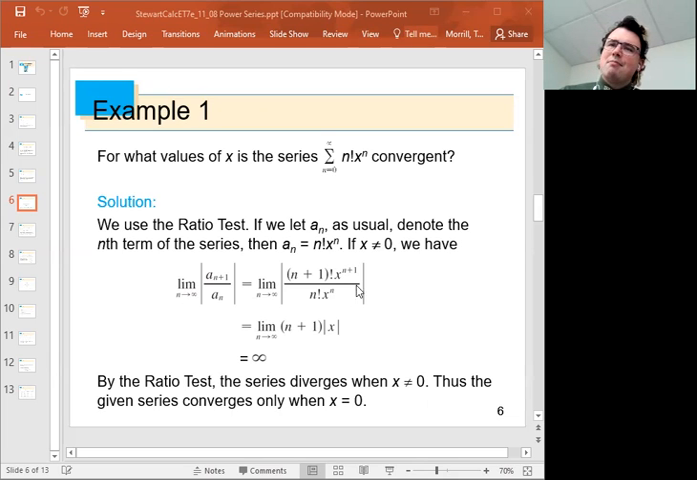And actually, it doesn't matter what number my x is. This limit is going to go to infinity, right? n plus 1 is going to infinity. Unless my x equals 0, this limit diverges. And the ratio test tells me that the series is divergent. The series does not have a number I can associate it to.